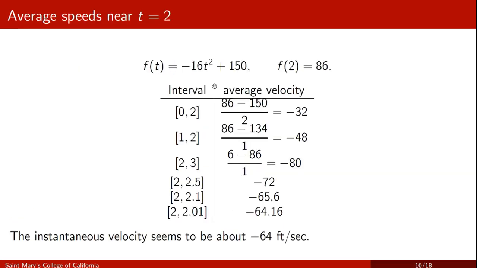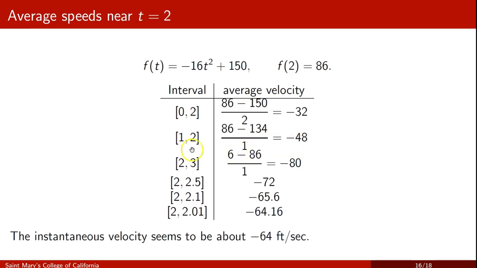So just as we did previously, we can take an average. How fast are we going from 0 to 2? And notice we're going down, right? It's a roller coaster ride, so we start off going down. So we get about minus 32 feet per second from our average from 0 to 2. From 1 to 2, we're going at minus 48 feet per second.